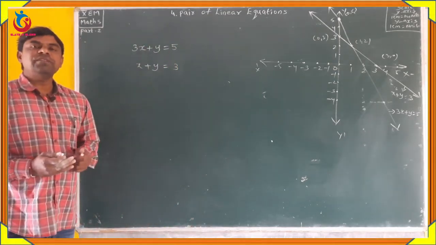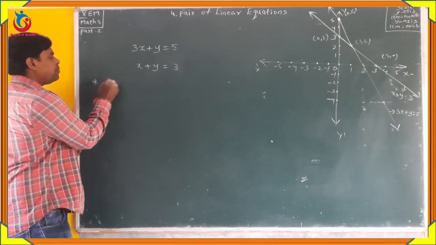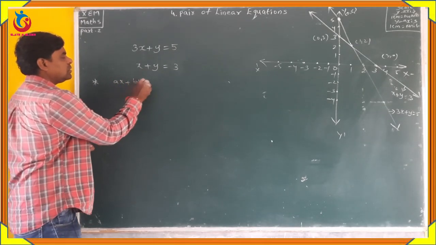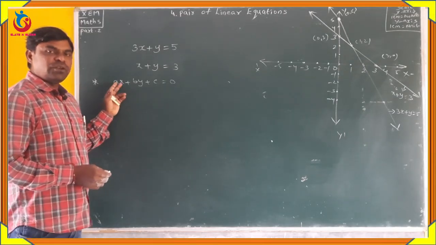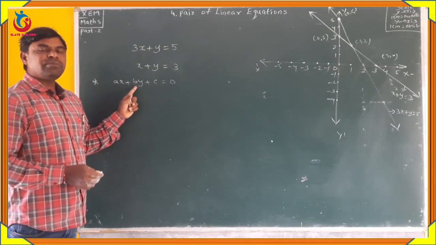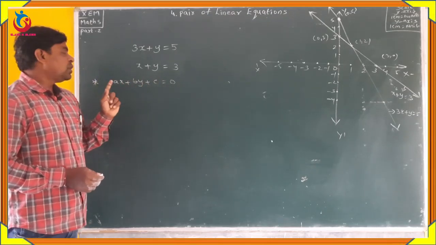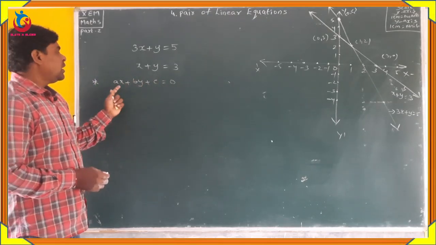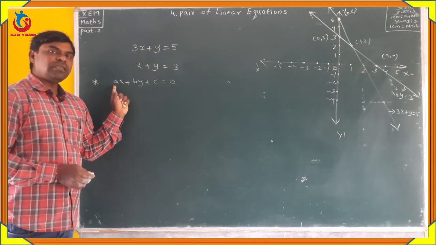The general form of the linear equation in two variables is ax plus by plus c is equal to 0. Here the degree of this equation is 1. So that is why this is called linear equation, and we have the variables x and y, that is why this is called a linear equation in two variables.